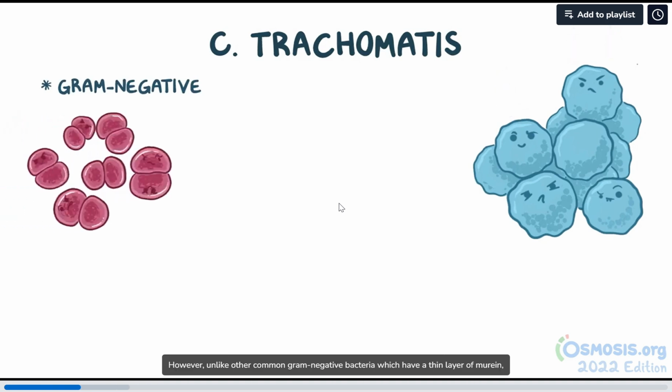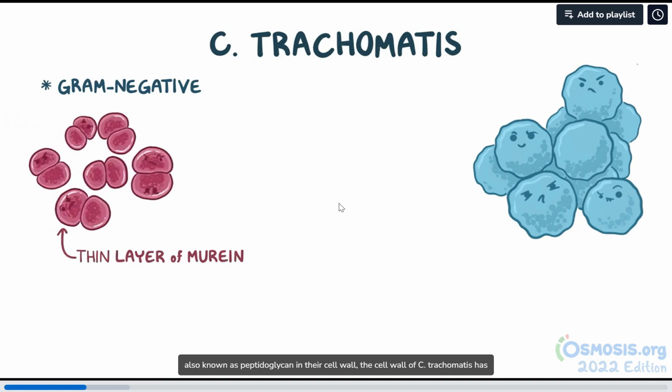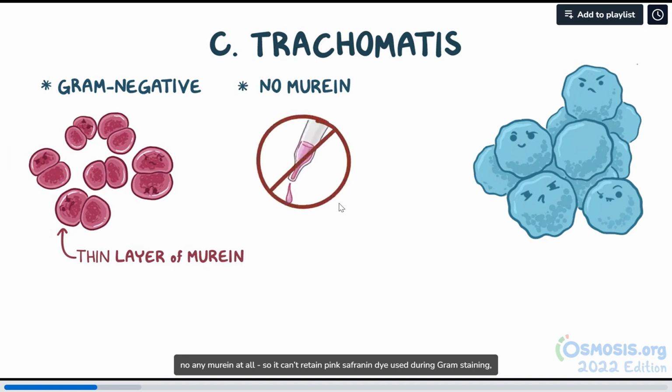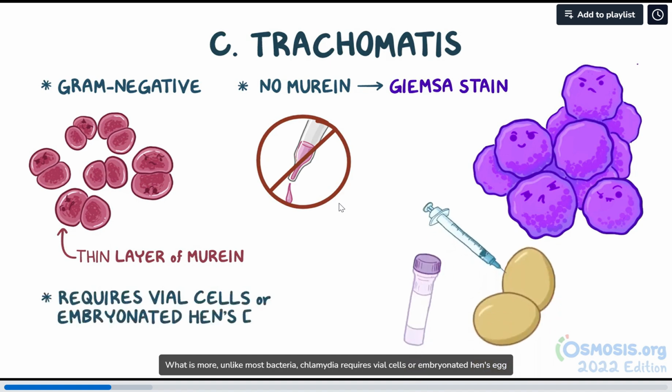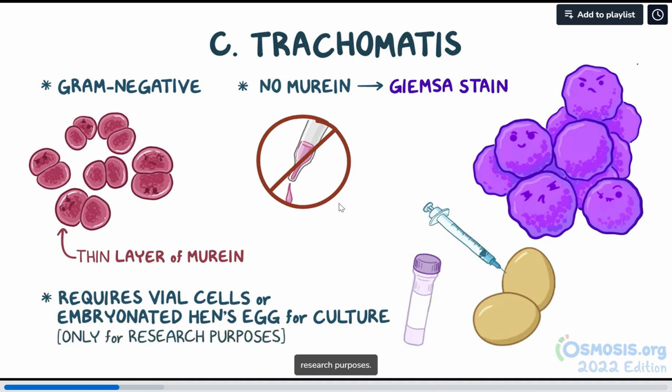However, unlike other common gram-negative bacteria which have a thin layer of murein, also known as peptidoglycan, in their cell wall, the cell wall of C. trachomatis has no murein at all, so it can't retain the pink safranin dye used during gram staining. So, C. trachomatis is best stained with Giemsa stain, which colors them pinkish blue. What's more, chlamydia requires viral cells or embryonated hen's egg for culture, which is technically difficult and expensive, so cultures are only done for research purposes.